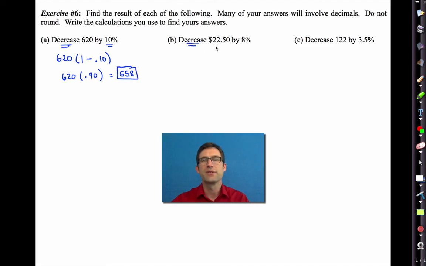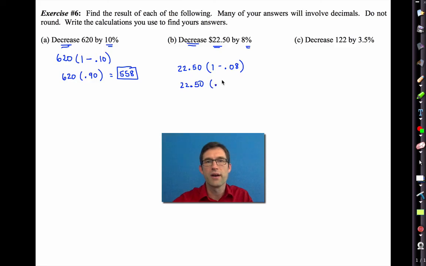All right, decrease $22.50 by 8%, right? Maybe there's an 8% sale or something like that on an item, 2250. Again, the idea is that we're really doing this, 1 minus 0.08, so 2250 times 0.92. Again, I want to just emphasize, if it goes down by 8%, then there's 92% that remains, so that's what we're multiplying by. 2250 times 0.92 gives me 2070.